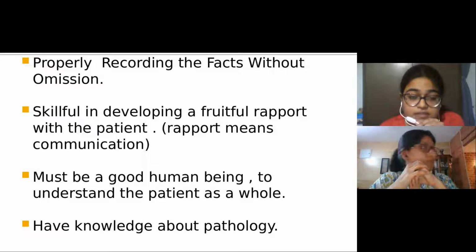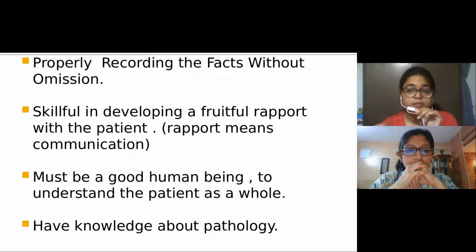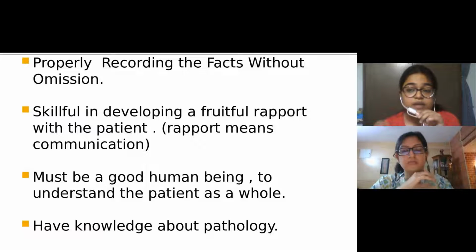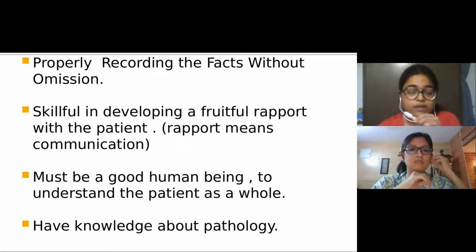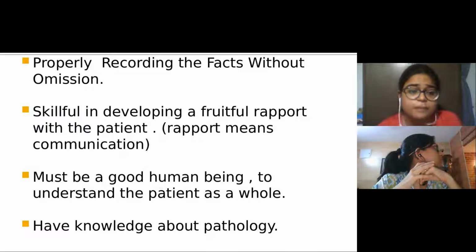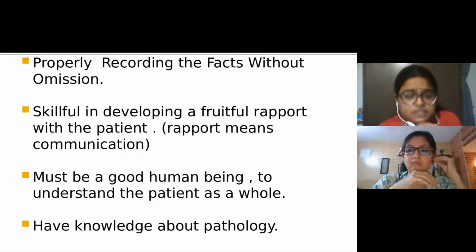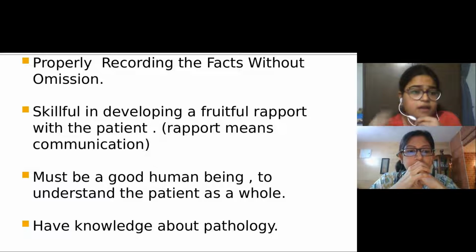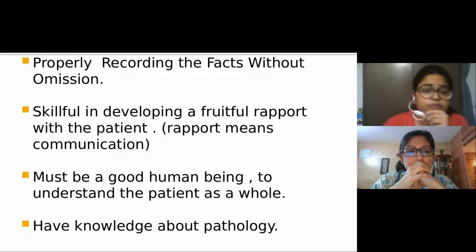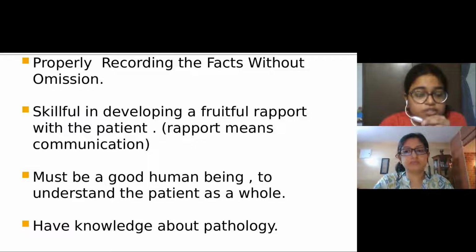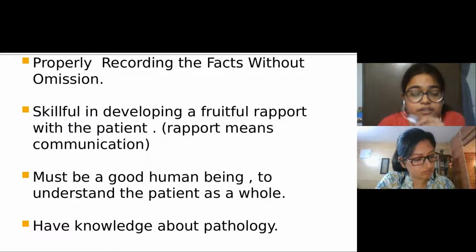This is the art and this is the skill every physician should have, that to create a bonding, an understanding between him and his patient, so that patient will trust him and उसकी सारी problems discuss करेगा तभी. So that is the skill of every physician. We have to develop a fruitful rapport with the patient, एक communication, एक understanding हमें बनाना चाहिए, and must be a good human being.